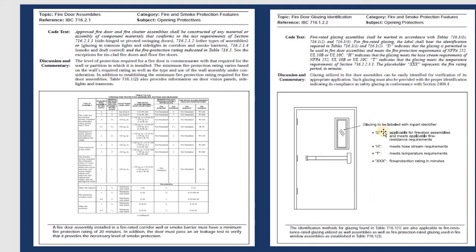They have the label with four parts to identify. They need to put it like this for D, for the fire door assembly. This is the fire door assembly, and X means it meets the hose stream requirement, T means the temperature requirement, and triple X is for fire protection. For example, this is the exit door, and the material on the door should be qualified with the fire protection rating.